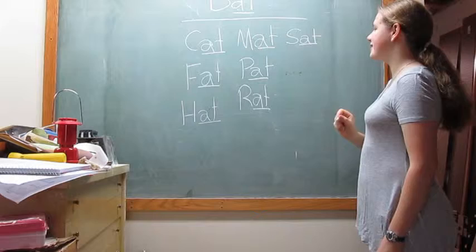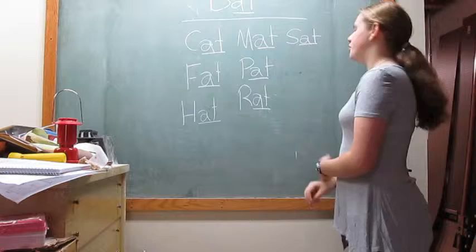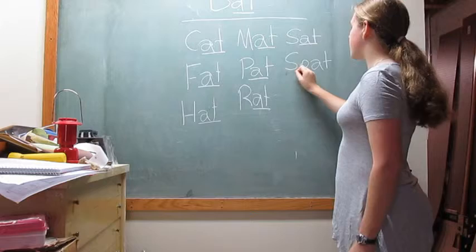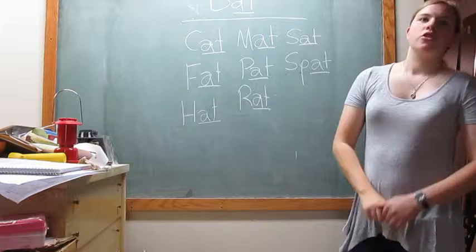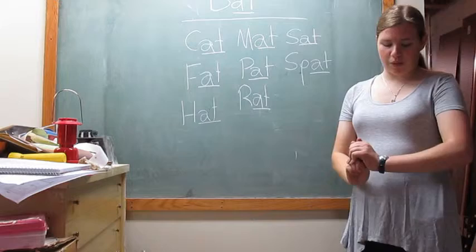And if we want to attempt a blend, we can do this word. Sp-at, spat. Notice the word blend here that can be used to make a word. We have the same ending sound. So you can go through the letters and word blends that you know to create a rhyming word. And this is how you do it.